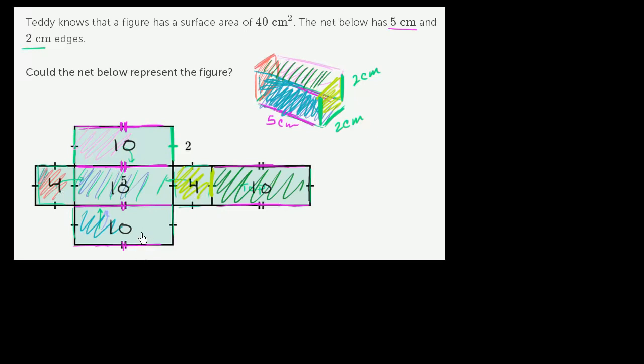So what's the total surface area? Well, 10 plus 10 plus 10 plus 10 is 40, plus 4 gets us to 48 square centimeters. So could the net below represent the figure that has a surface area of 40 square centimeters? No. This represents a figure that has a surface area of 48 square centimeters.